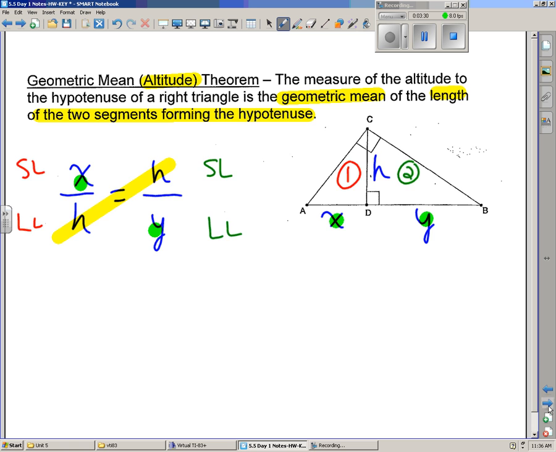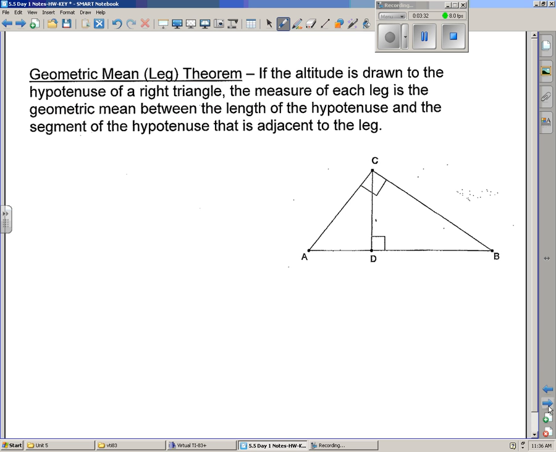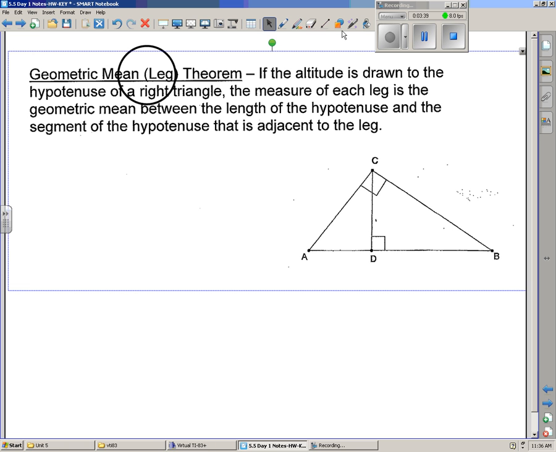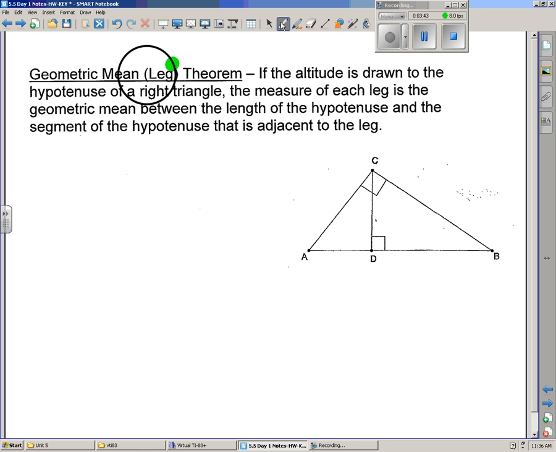Okay. Now we've got something called a leg theorem. And the leg theorem, oopsie, sorry about that. Oh, how do I get rid of that? I don't know. That's okay.